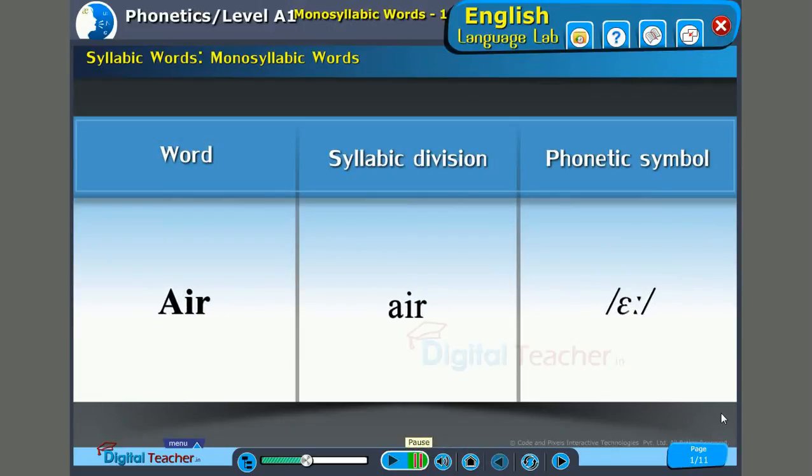Now this is another good example where we can see the difference between American English and British English. Words ending with the consonant R sound. This is a very prominent sound in American English. But in British English, for words ending with the R sound, the R remains silent. Take an example: air. The R sound is not there and it is pronounced as air. Apt.